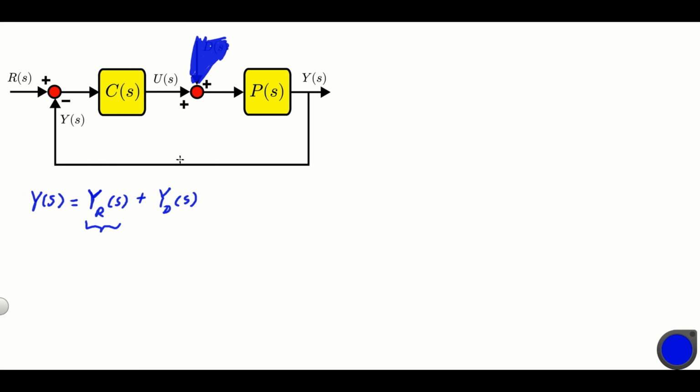Once we do that, we do the following. We assume that now r of s is equal to 0. That is, r of s doesn't exist. And then we derive y of s as a function of d, and in this way we obtain y_d. Once we do that, we sum y_d and y_r, and we obtain y of s. Simple as that. The superposition principle can be applied here because the system is linear. Keep in mind that the superposition principle doesn't apply to non-linear systems.